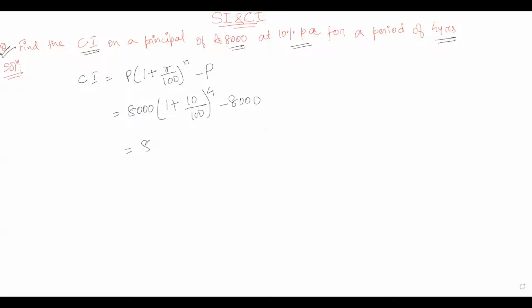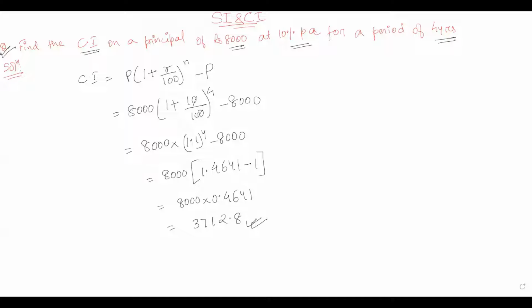1 plus rate of interest is 10 upon 100, and period here is 4 years, minus the principal, which is 8,000. So if you calculate this, this would be 8,000 times 1.1 to the power 4 minus 8,000. So we can take 8,000 common here. So this is 1.1 raised to power 4. That will give us 1.4641 minus 1 here. So this would be 8,000 times 0.4641, which will give us 3712.8. So the compound interest generated for 4 years at 10% per annum for the principal of rupees 8,000 is 3712.8.